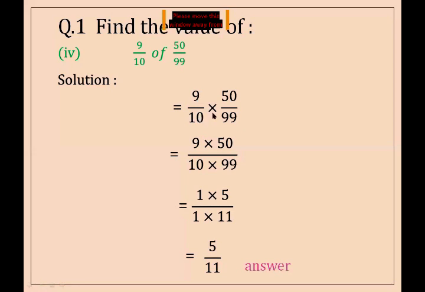9 upon 10 multiplied by 50 upon 99. Both the numerators are multiplied with each other and the denominators are multiplied with each other. 9 multiplied by 50 and 10 multiplied by 99. If there is any simplification possible here, we do it.